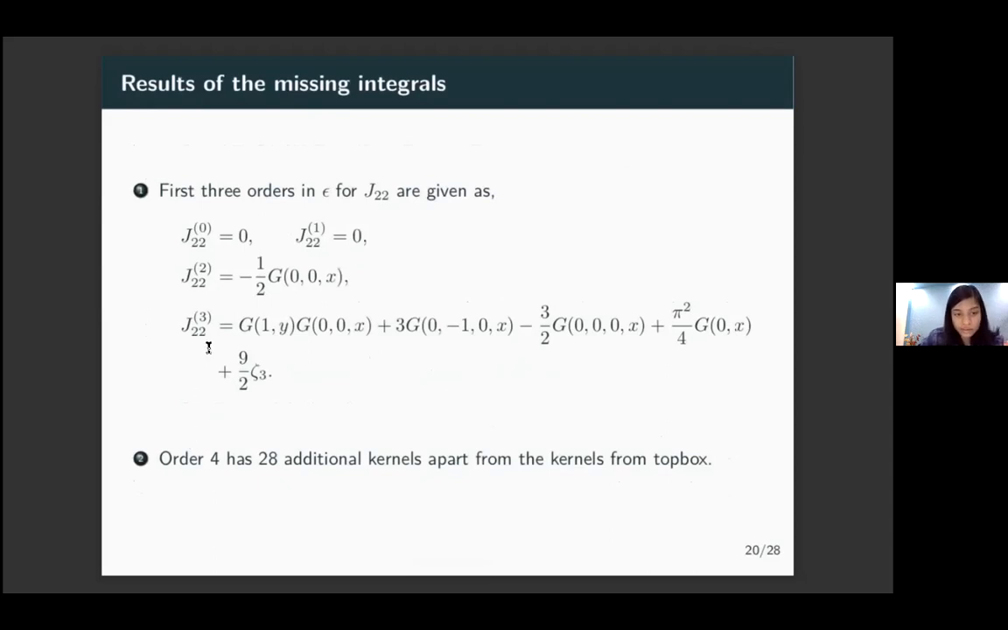For J22, the first 4 orders starting from 0 just evaluated to either 0 or G's. But at the fourth order, they were kernels having periods from elliptic curve B. Most of them were from the same topology which was in the top box, but there were 28 additional kernels apart from the kernels of the top box.